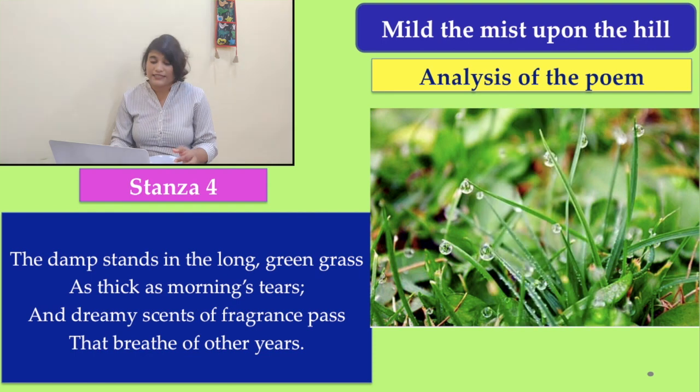Now, the fourth stanza. The damp stands in the long green grass, as thick as morning tears, and dreamy scents of fragrance pass that breathe of other years. So here you find damp stands on the long green grass. What is damp? This is the dewdrops. The dewdrops are compared to a morning's tears. That is, again, the dewdrops are personified, nature is personified, and perhaps nature is weeping, and the morning tears is the dewdrops.